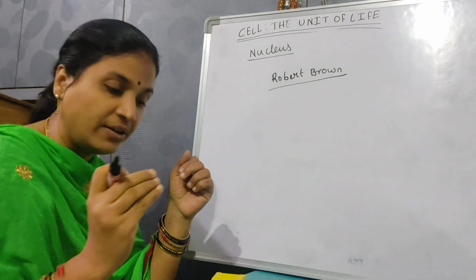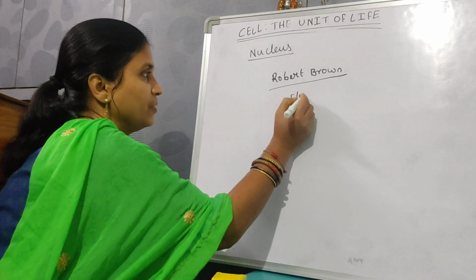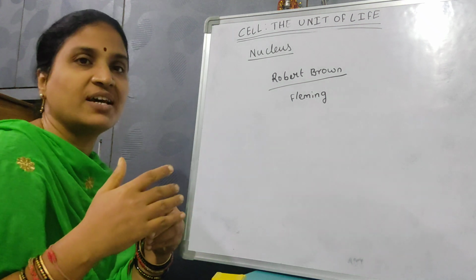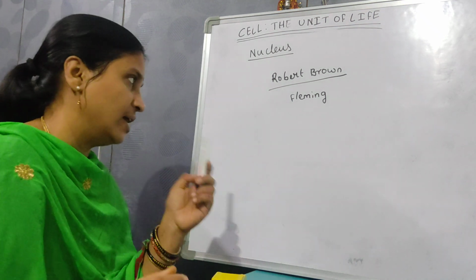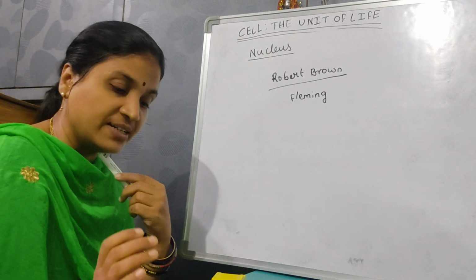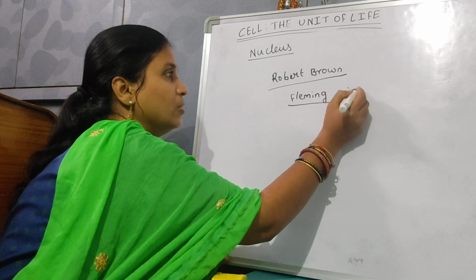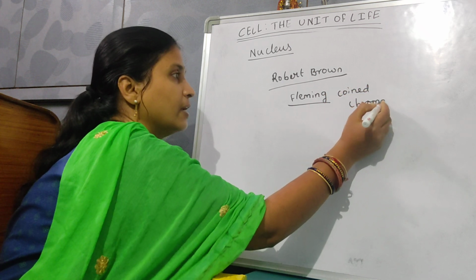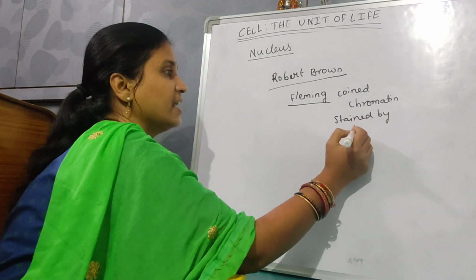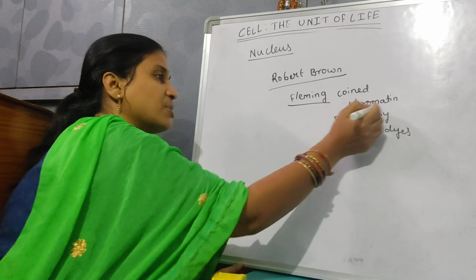The nucleus has the chromatin reticulum. The nuclear material is stained by basic dyes because of the presence of chromatin. The material stained by the basic dyes was given the name chromatin by Fleming. So Fleming was the one who coined the term chromatin, which was stained by basic dyes, and this chromatin is present inside the nucleus.